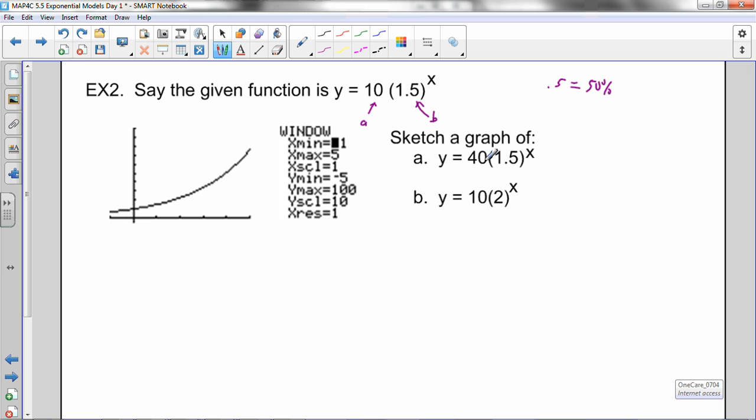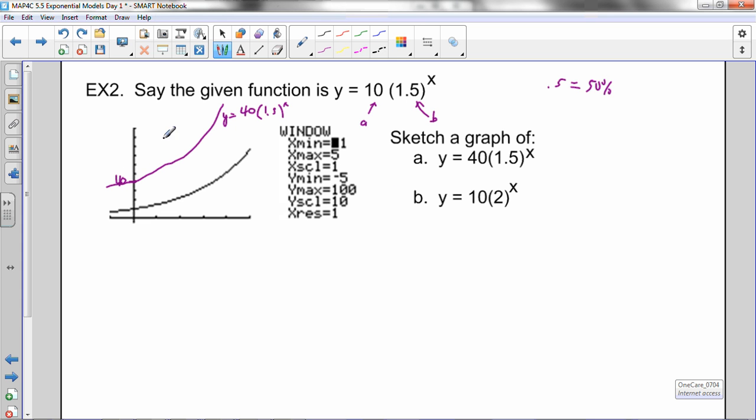They want us to sketch a graph of 40 times the same function. Well, if this is 10, we see the scale is going up by 10, then A, you start there and kind of have the same rate. Now, it's not going to have the exact same slope because everything's kind of been stretched, but it would have the same base with a new starting value, right? This is 40 here, right? And so that's that function.